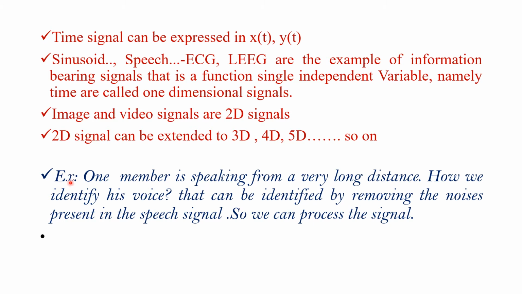Example, one member is speaking from a very long distance. How do we identify his voice? That can be identified by removing the noises present in the speech signal. So we can process the signal, then only we can get a clear voice.